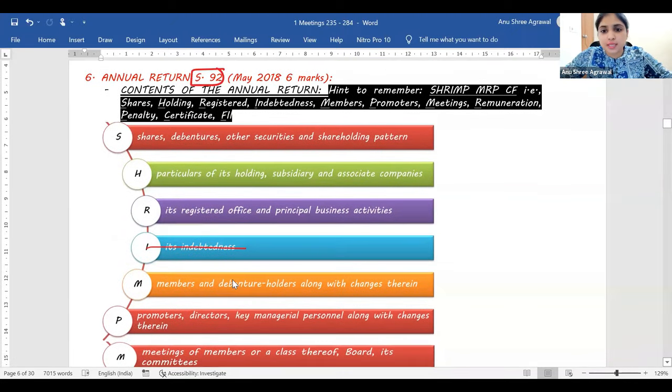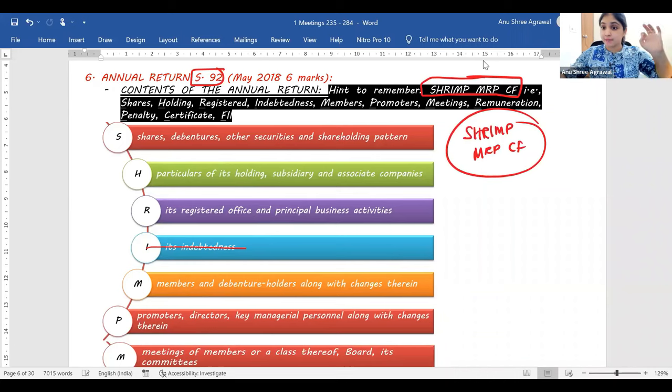We will use this hint: SHRIMP MRP CF. Again, SHRIMP MRP CF. Okay, let us see what each of these letters stands for. S stands for shares, debentures, any other securities and shareholding pattern. H, holding company, subsidiary company, associate company, details of that. R, registered office and principal business activities.